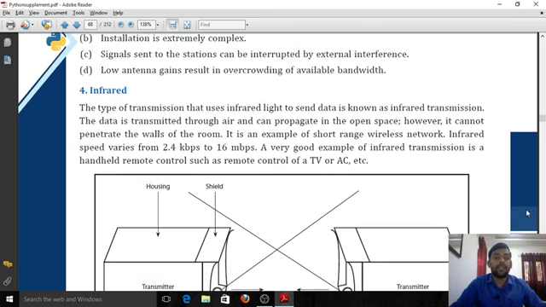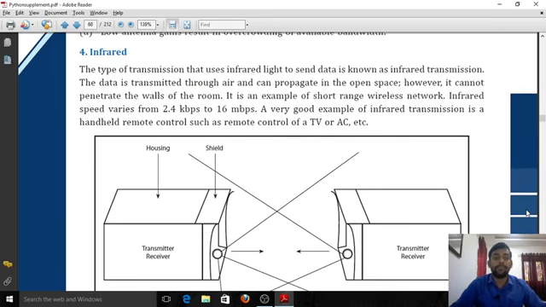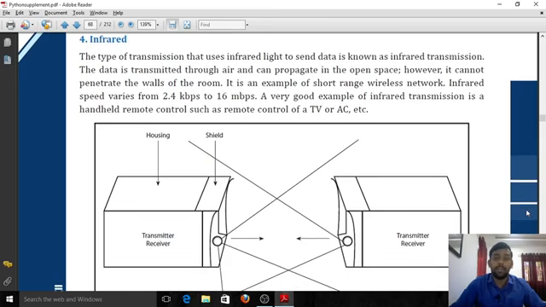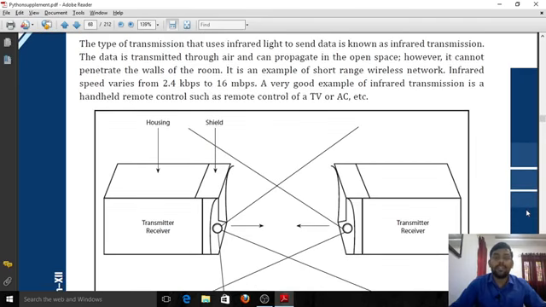The last one is infrared, which is the one used in TV remotes and car remotes. The type of transmission that uses infrared to send data is known as infrared transmission, and the data is transmitted through air and can propagate in open space. However, it cannot penetrate walls, like microwave. It is an example of short range transmission.